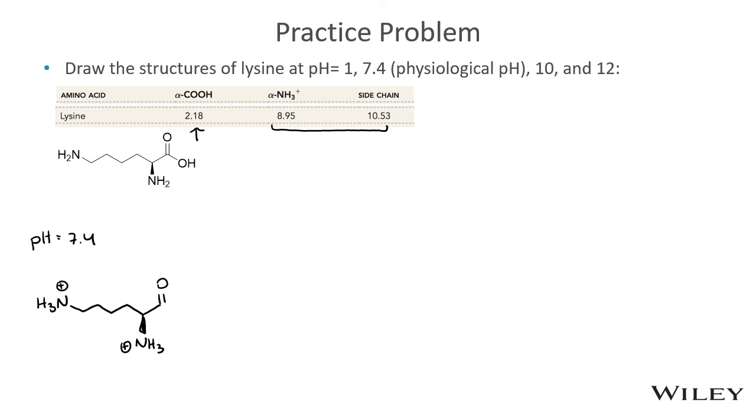But they're basic conditions with respect to the carboxylic acid. So the carboxylic acid will lose its acidic proton. Now let's go ahead and focus on a pH of 10. At a pH of 10, we are now above the pKa's for the alpha carboxyl group as well as the alpha amino group, but we are still lower than the pKa for the side chain. So since we're at a higher pH than the pKa's of these groups, these will all be deprotonated. However, the side chain will remain protonated.